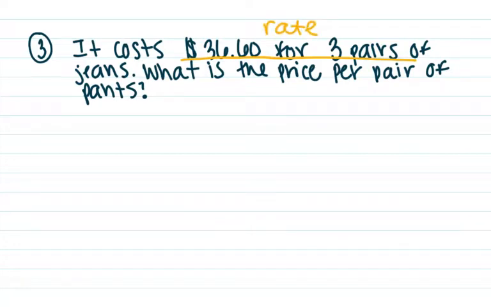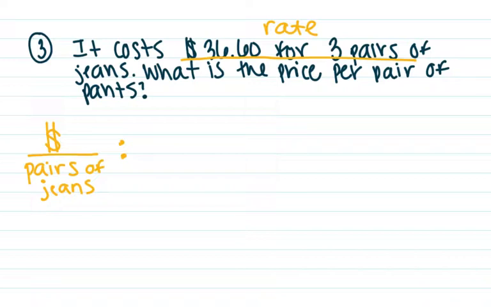That's our rate. The first thing I want to do is write my rate out with words. So I'm going to have money over pairs of jeans. Because if I had finished reading that question, it says, what is the price per pair of pants? Okay, so pairs of pants or jeans is going to go on the bottom here. They want to know how much it costs for 1 pair of pants. So that means I want that 1 to be my denominator, so that means pairs of pants have to go on the bottom.